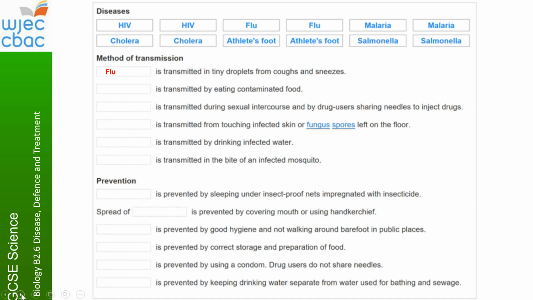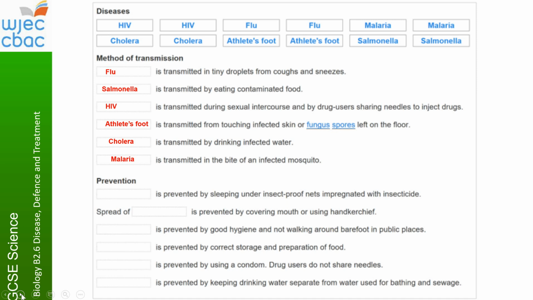So, flu is transmitted in tiny droplets from coughs and sneezes. Salmonella from eating contaminated food. HIV during sexual intercourse and by drug users sharing needles to inject drugs. Athlete's foot from touching infected skin or fungus spores left on the floor, particularly in bathrooms and damp places like swimming pools. Cholera from drinking infected water. Malaria from the bite of an infected mosquito.